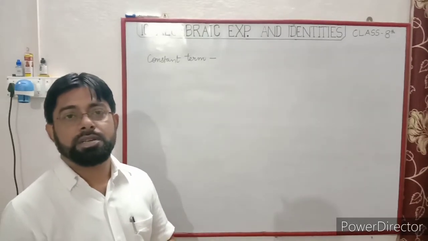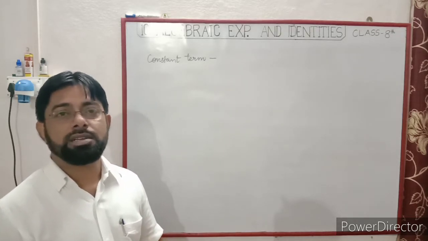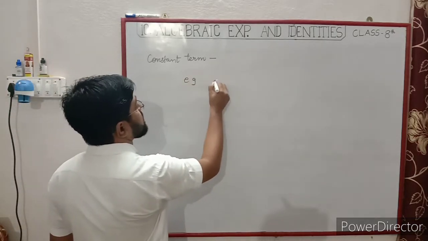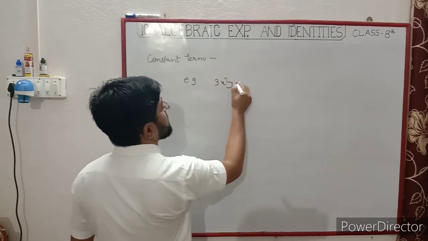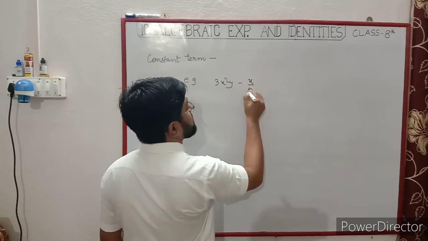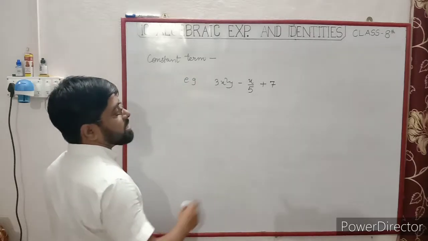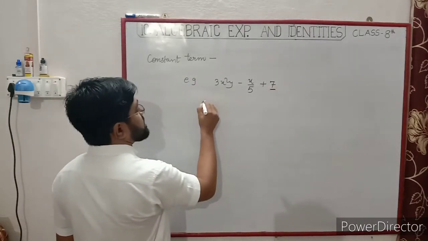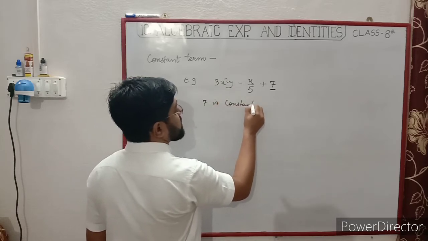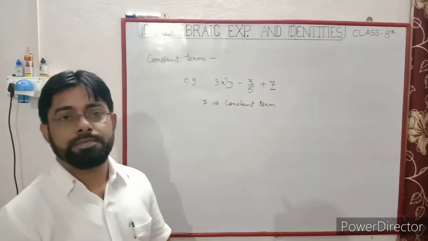Now, constant term. The term of an algebraic expression having no literal factor is called constant term. Let's see the example. 3x square y minus x by 5 plus 7. In this algebraic expression, 7 is the constant term. 7 is constant term because it has no literal factor.